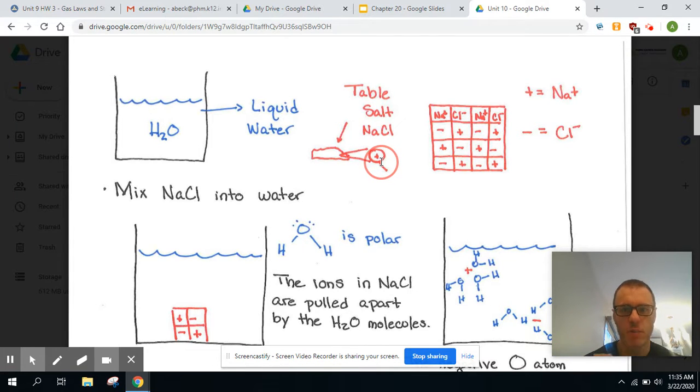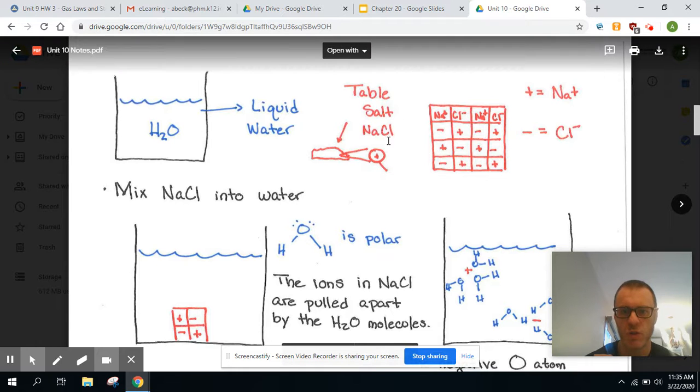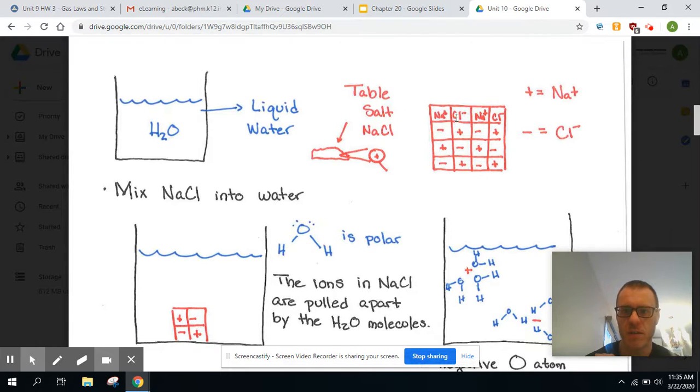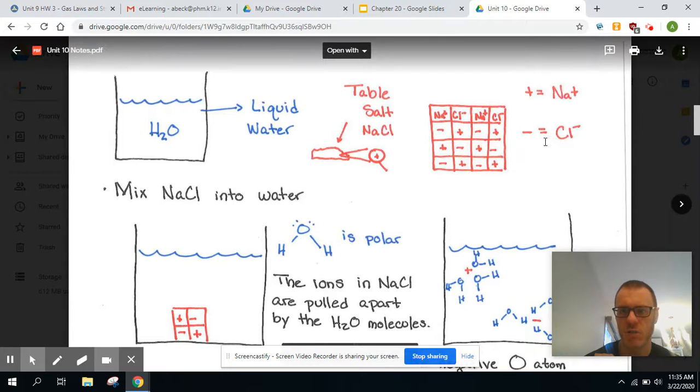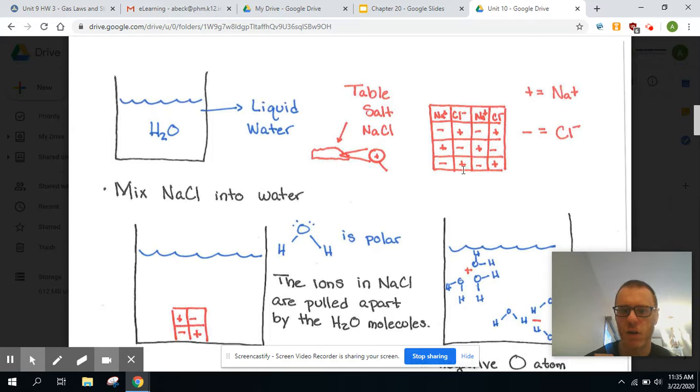If we blow up table salt, which is sodium chloride, you can see we have Na+, then Cl-, Na+, Cl-. Instead of continuously writing the letters, I just wrote plus and minus. What we have is constantly alternating charges, and this is kind of what it looks like on an atomic level.